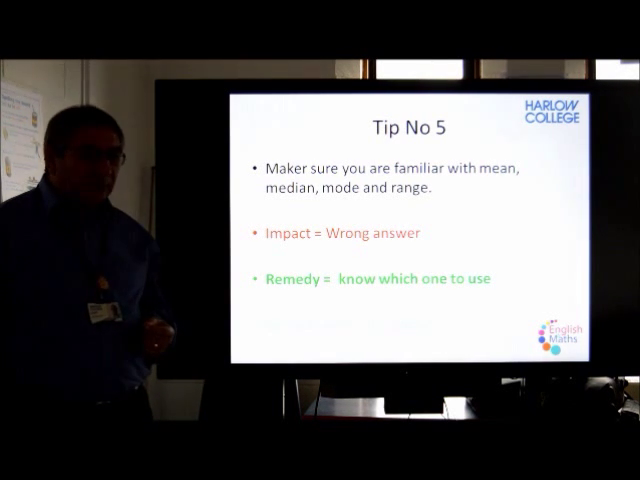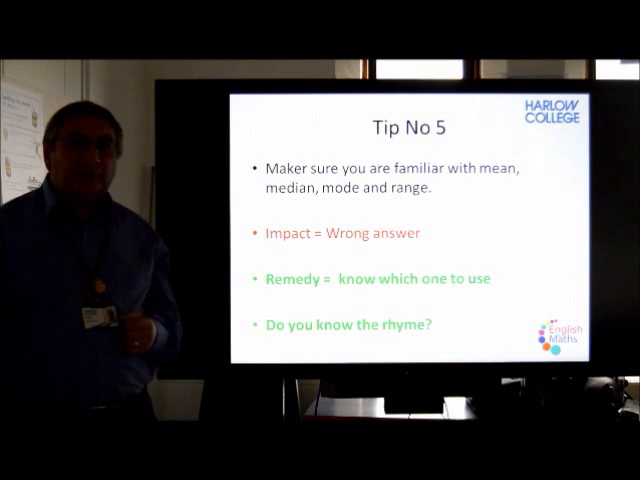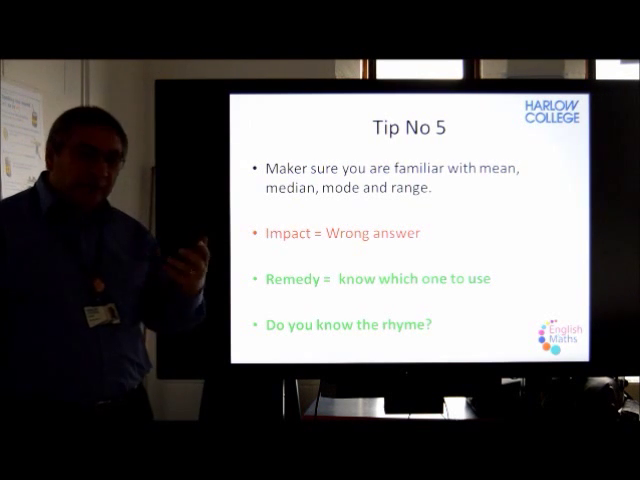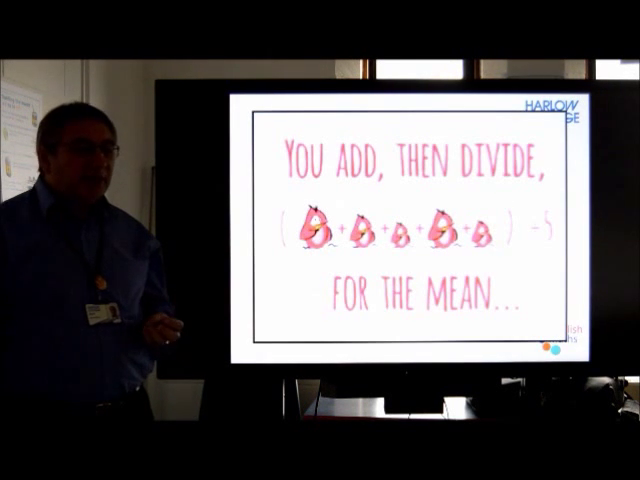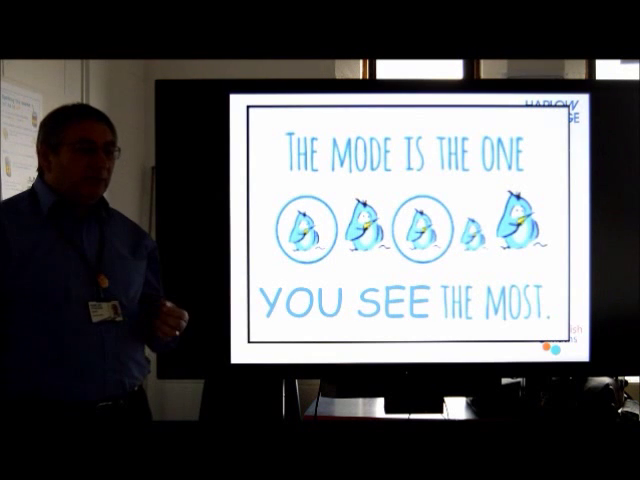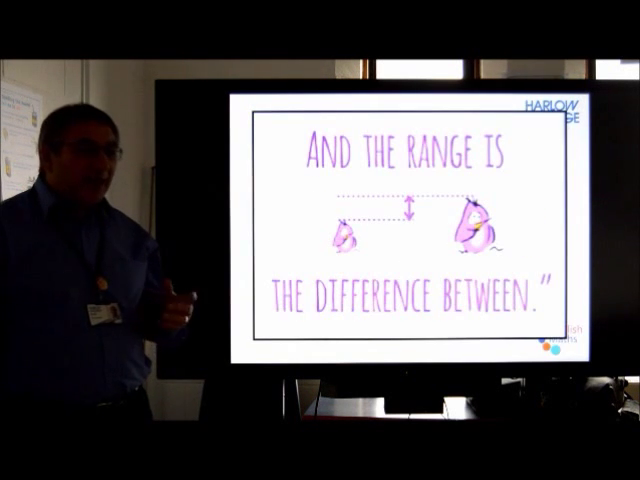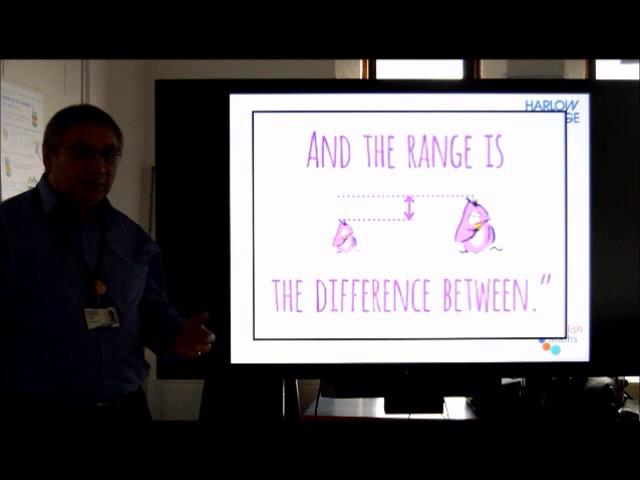Now, I'm not sure how many of you are familiar with this, but there is a simple rhyme that you can learn that helps you to understand it, and here it is on the screen. Hey diddle diddle, the median's the middle. You then add and divide for the mean. The mode is the one you see the most, and the range is the difference between.